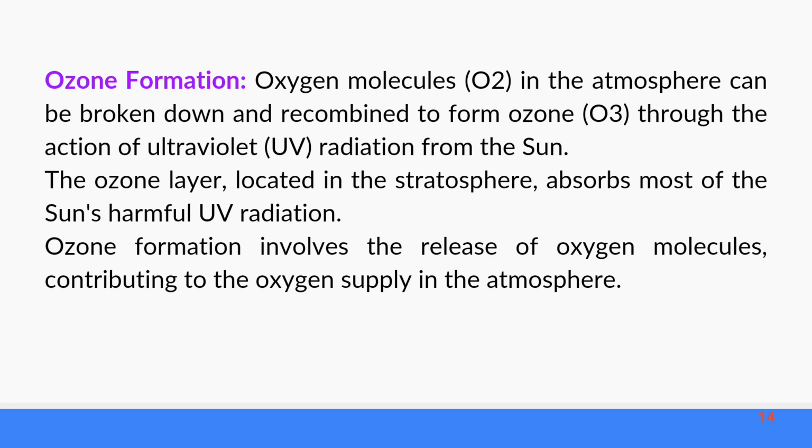Ozone formation. Oxygen molecules, O2, in the atmosphere can be broken down and recombined to form ozone, O3, through the action of ultraviolet, UV, radiation from the sun. The ozone layer, located in the stratosphere, absorbs most of the sun's harmful UV radiation. Ozone formation involves the release of oxygen molecules, contributing to the oxygen supply in the atmosphere.